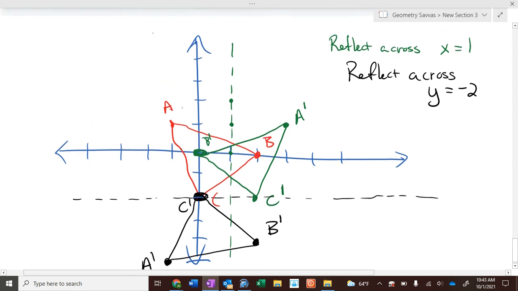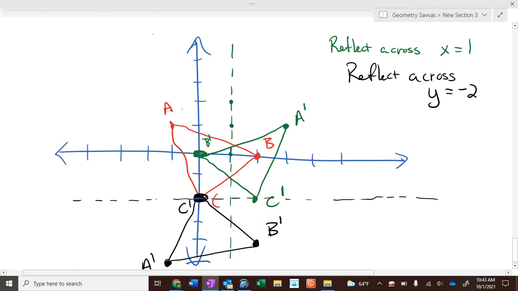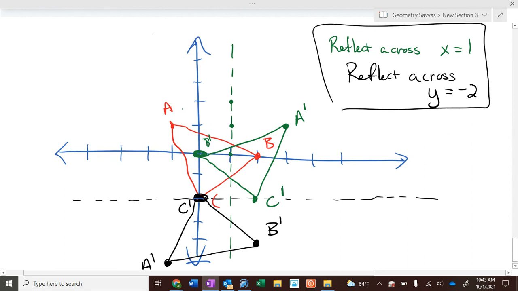Okay? So you can reflect across other lines besides the x-axis and y-axis or across the line x equals y. You can reflect across any line. So you'll see that maybe in today's assignment. So understand that there are other lines you can reflect across.